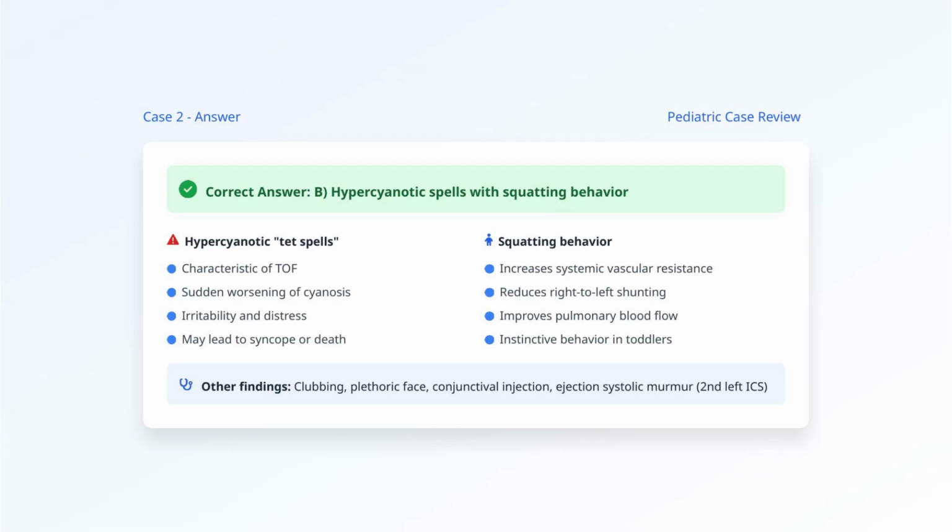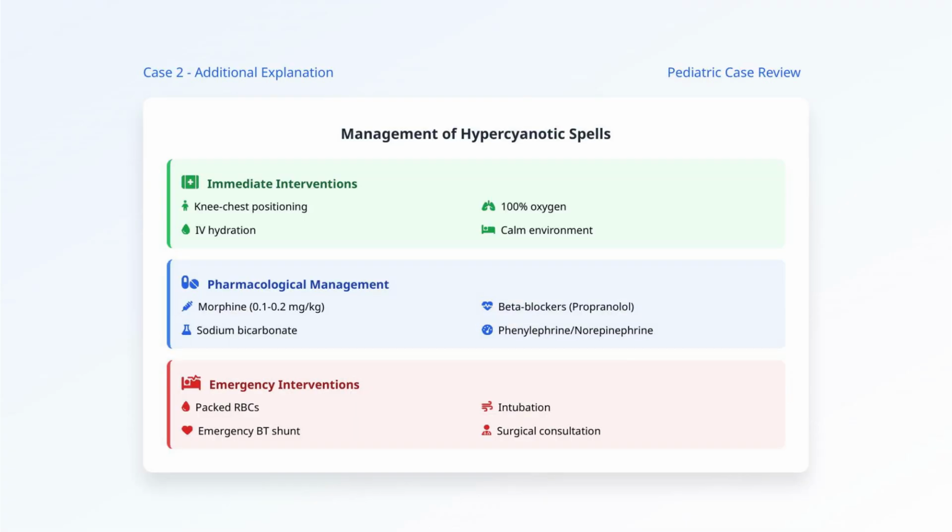These TET spells occur when pulmonary blood flow decreases suddenly, causing acute worsening of cyanosis, irritability, and distress. Squatting increases systemic vascular resistance, which reduces right-to-left shunting across the VSD and improves pulmonary blood flow. This posture is instinctively adopted by toddlers with TOF, but is obviously not seen in very young infants. Other clinical findings may include clubbing, plethoric face, and conjunctival injection. The characteristic murmur is an ejection systolic murmur heard best at the left upper sternal border, representing turbulence across the pulmonary outflow tract. This algorithm outlines the management of hypercyanotic spells, which are medical emergencies.